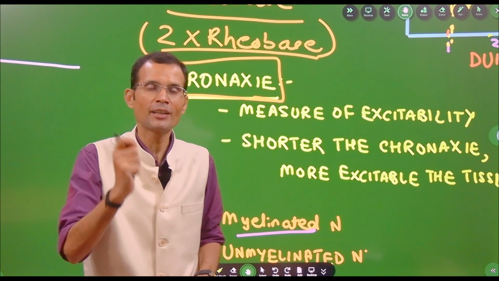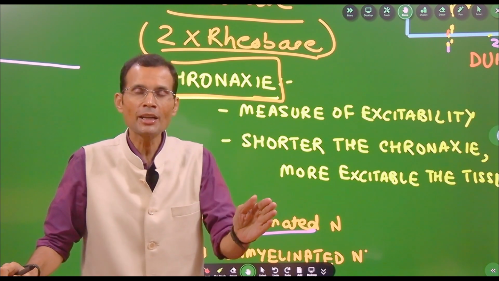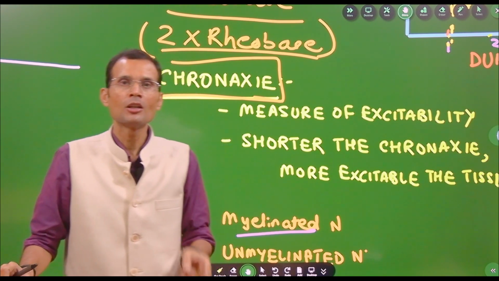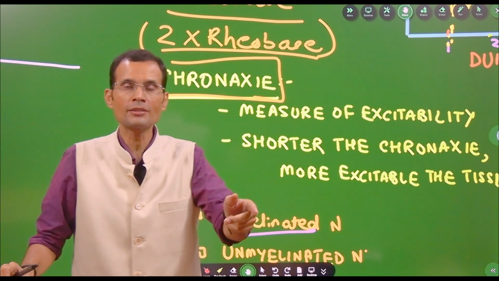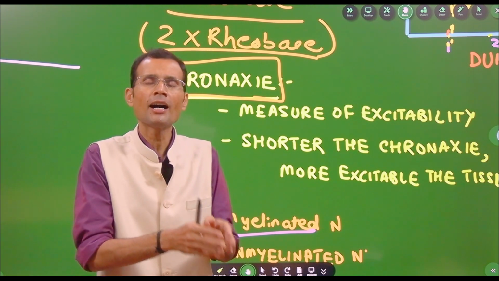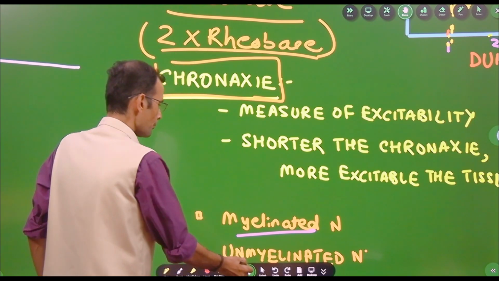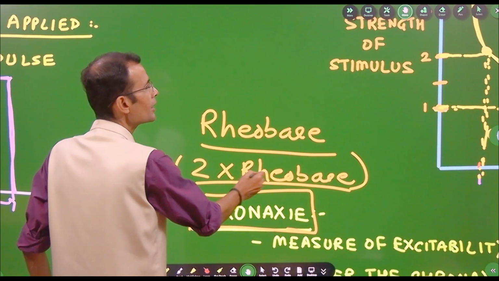I am just trying to emphasize it. Time taken by the tissue to excite when the stimulus strength is double the rheobase. Why did we double the strength? Because we wanted to check how much time the tissue takes to excite. All right. Okay. Definitions clear from the graph.